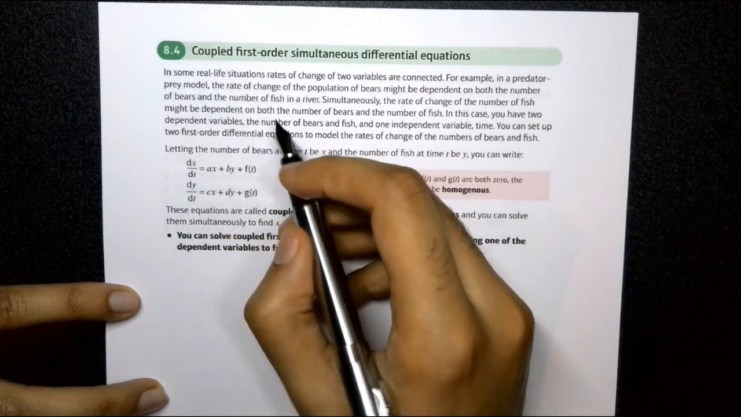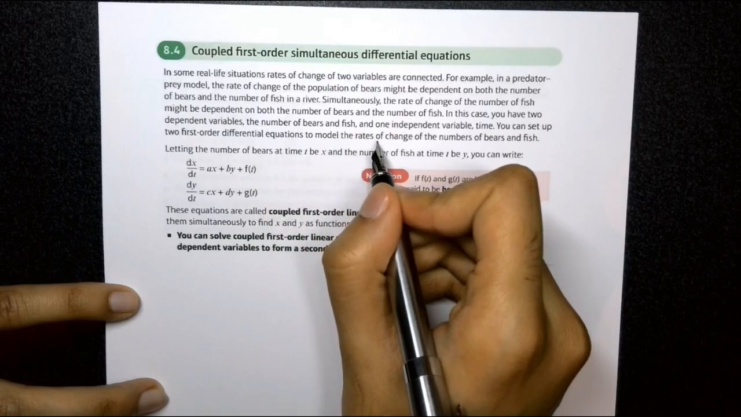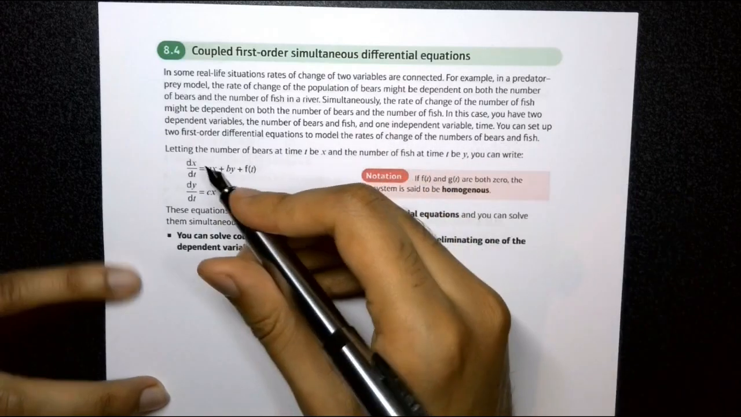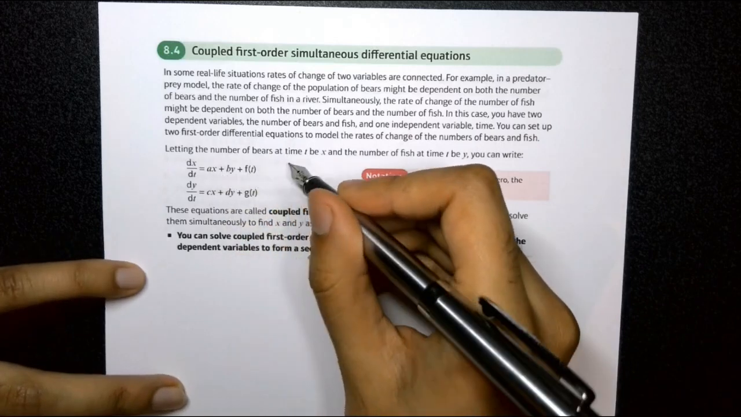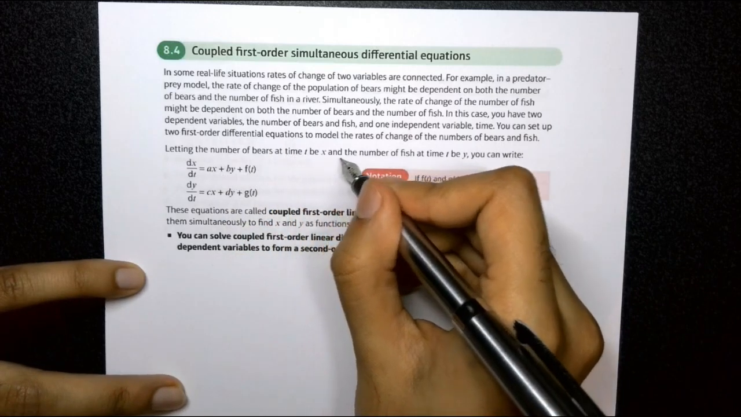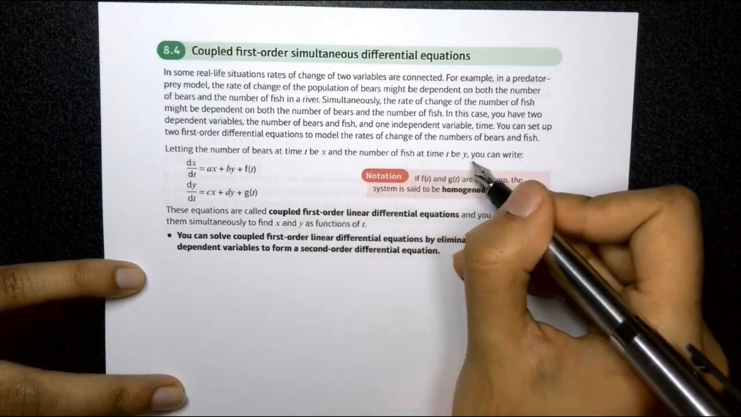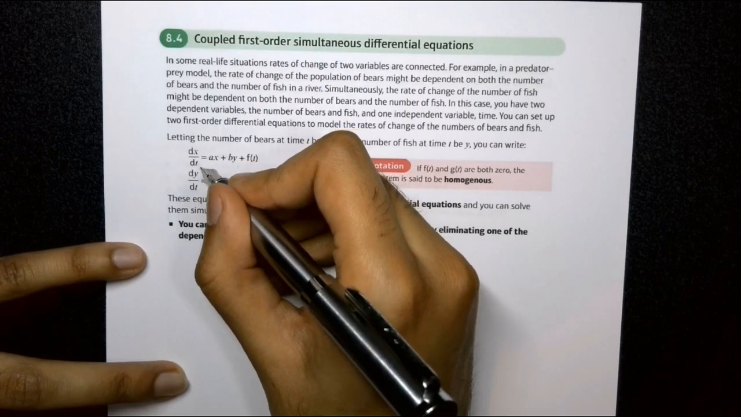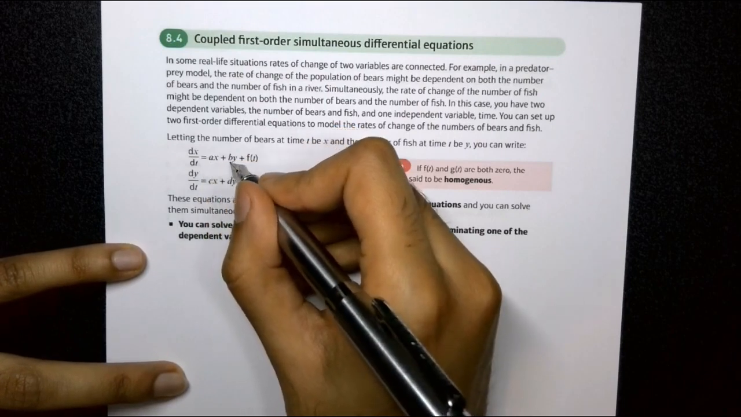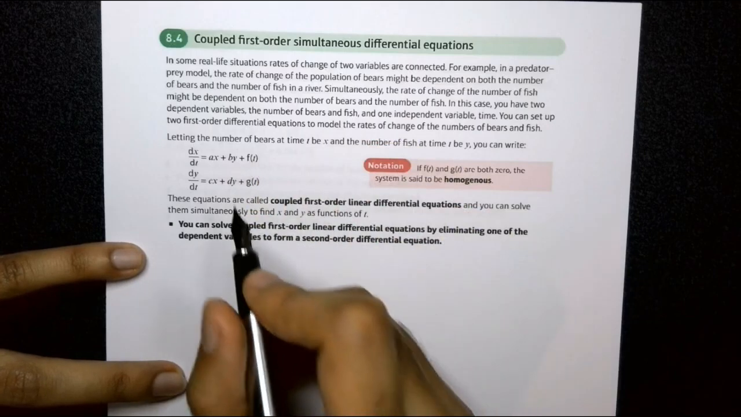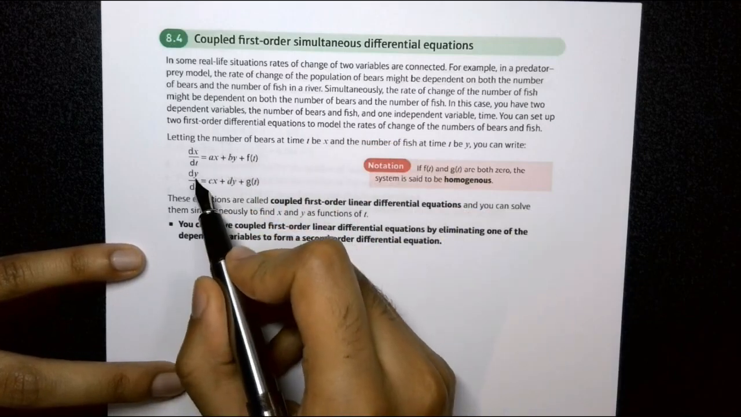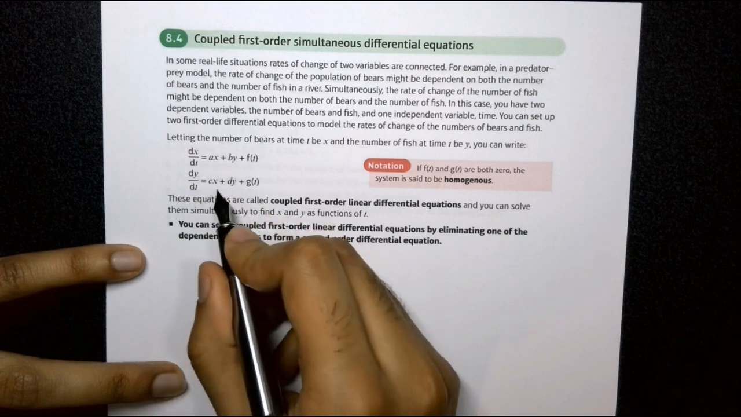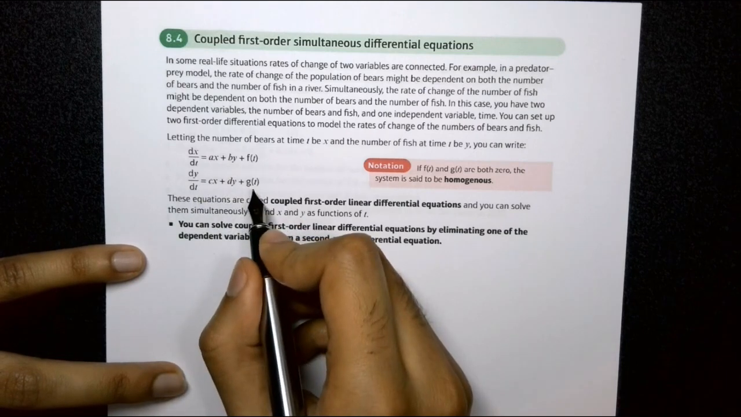You can set up two first order differential equations to model the rates of change of the numbers of bears and fish. Letting the number of bears at time t be x and the number of fish at time t be y, you can write dx over dt equals ax plus by plus some function of t, and you've also got dy over dt equaling cx plus dy plus g of t.